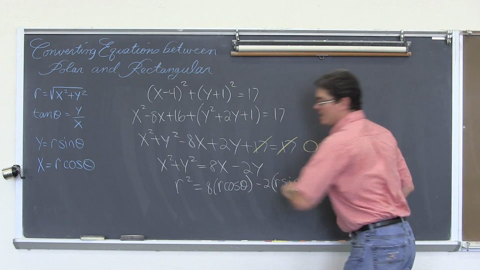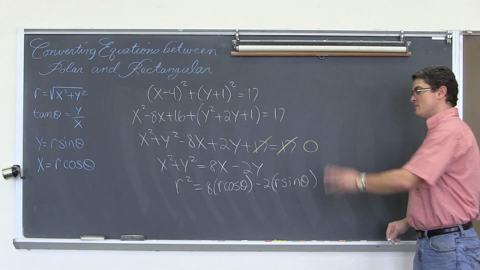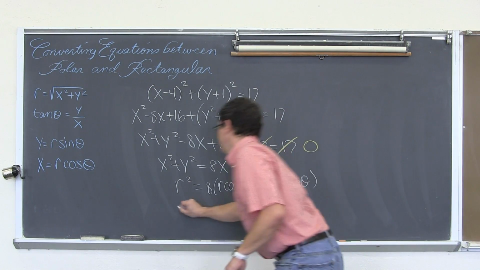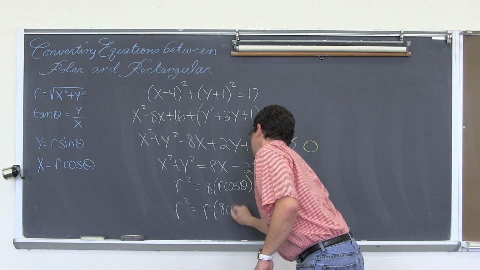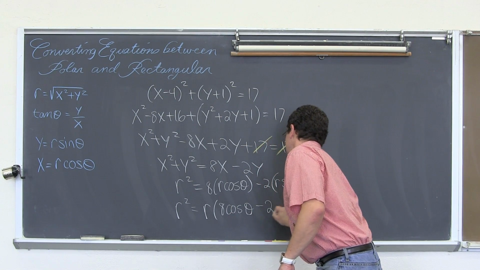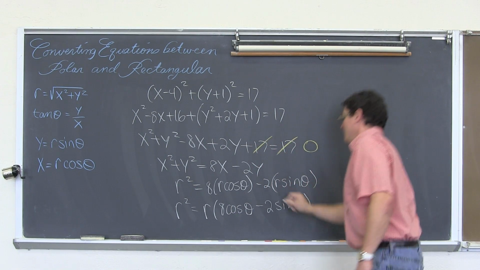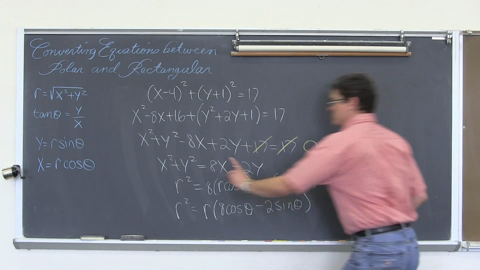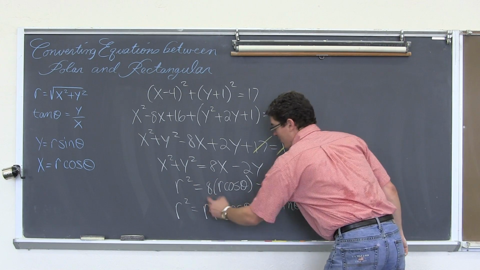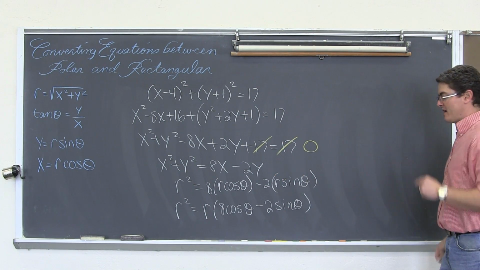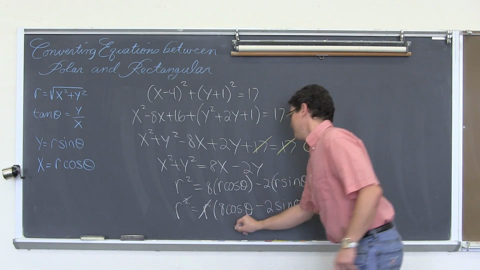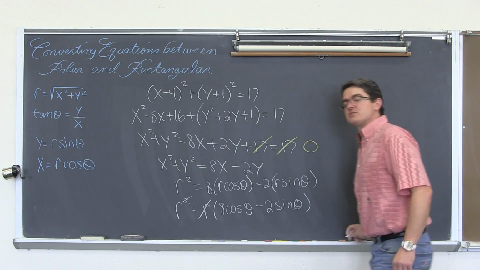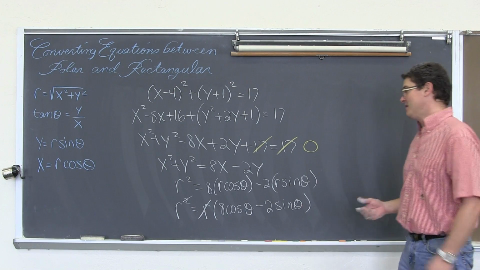These two terms both have an r in them, so I'm going to factor that r out. And if I have 2 r's on the left and I have 1 r on the right as an entire factor, not just randomly sitting around somewhere, I can cross a couple of those out and have r is equal to 8 cosine theta minus 2 sine theta.